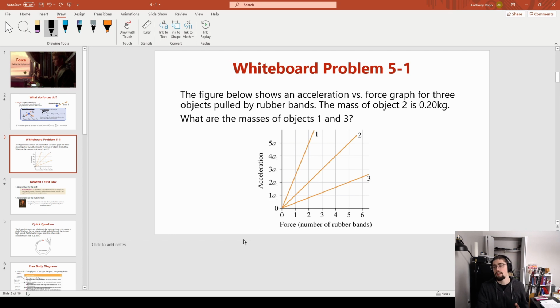I will tell you that object 2 has a mass of 0.2 kilograms. That is this central slope right here. That has a mass of 0.2 kilograms. What are the masses of objects 1 and 3 based off of this graph? I'm going to give you guys about 4 or so minutes to work on this one, and then we'll take a look at it together.